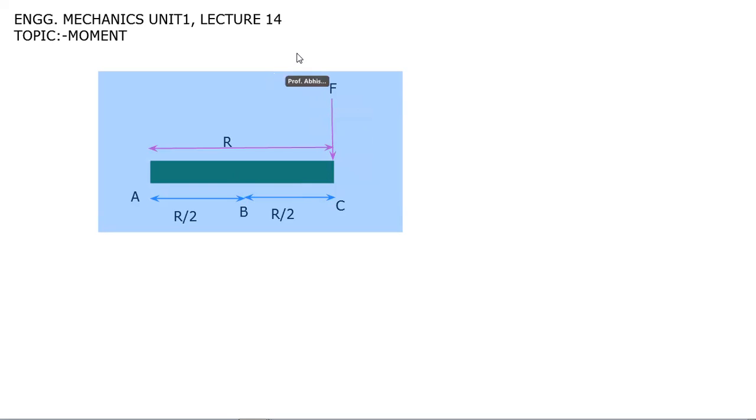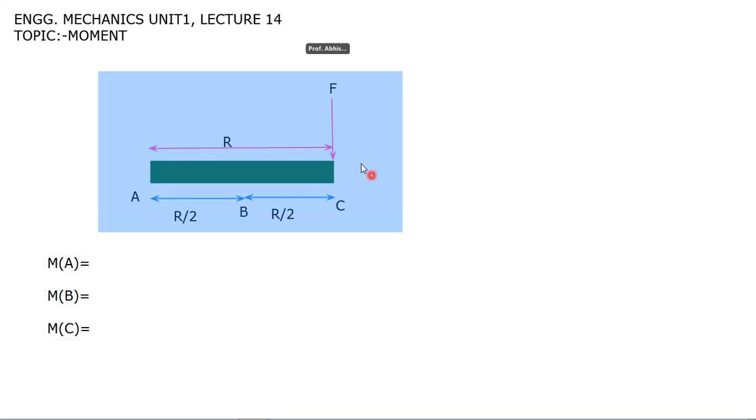Now what you have to find here is the moment at point A, then the moment at point B, then the moment at point C. These three things you have to find. Now how to find these three things? By using the definition of moment.